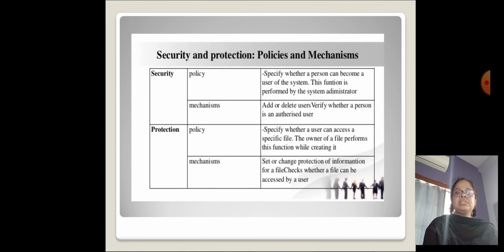Protection policy specifies whether a user can access a specific file. The owner of a file performs this function while creating it. Mechanism: set or change protection of information for a file, and check whether a file can be accessed by a user.